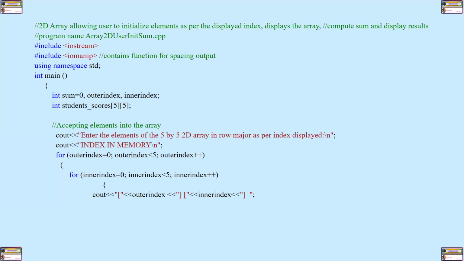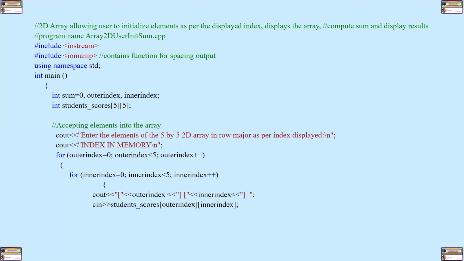Then once you have done that, increment the index with 1. So 1 plus 1 is 2. Is 2 less than 5? Yes. So write out 0, 2. Okay? And then read the value that will be entered by the user and store it in memory location called 0, 2.